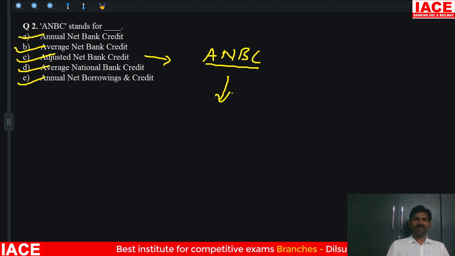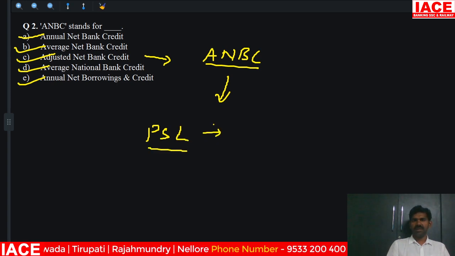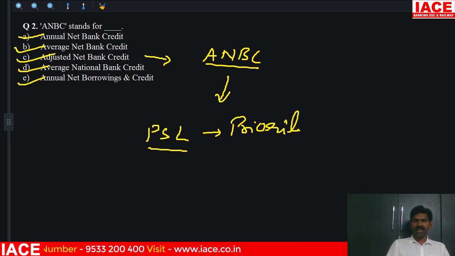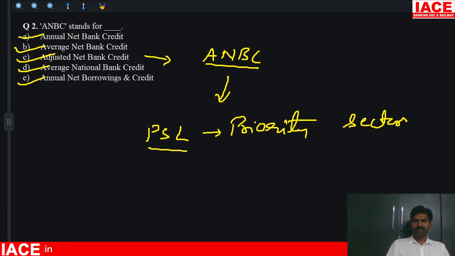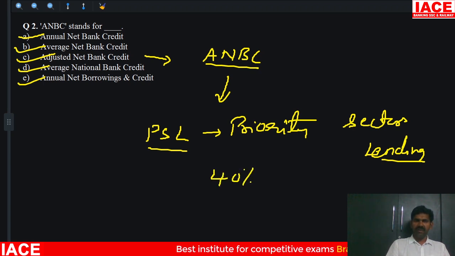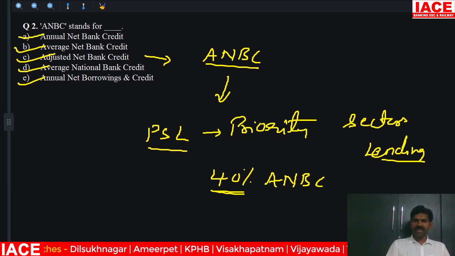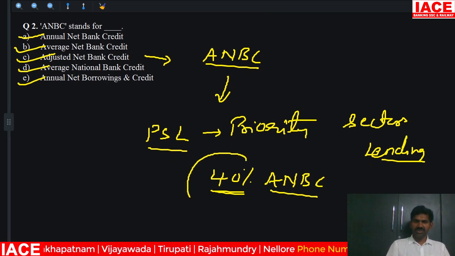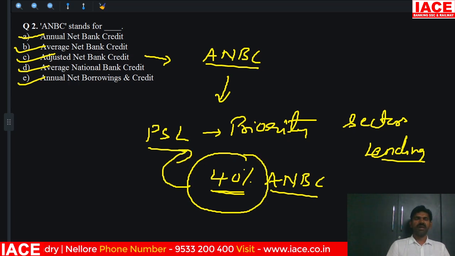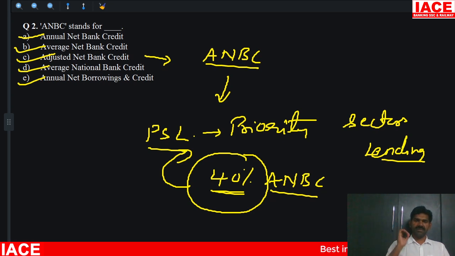Why is this useful? Whenever banks lend loans to customers, we have a concept called PSL, priority sector lending. When we speak about priority sector lending, this term comes into the picture. There is a rule that 40% of the loans, for different banks this is different, but the average is about 40%. 40% of ANBC, out of the total credit that banks give to all customers, should be given to customers under priority sectors. Under this circumstance, the term ANBC, adjusted net bank credit, is used. Credit is nothing but a loan.